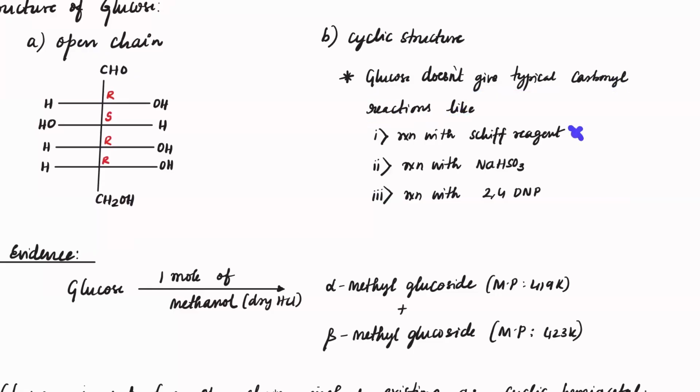That means it does not show any reaction with Schiff reagent. It does not show any reaction with sodium bisulfite. It does not show any reaction with 2,4-DNP. In fact, all three were very good reaction basis to identify aldehydes, correct? Aldehydes are, in fact, carbonyl groups. And all three were rejected. So that means glucose can exist in two different forms. Only when it is in open chain might we see these reactions happening. But if it is in a cyclic form, you will see all these reactions will be negatively observed.